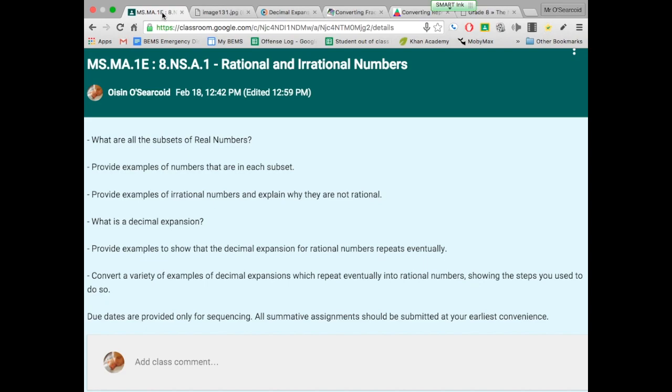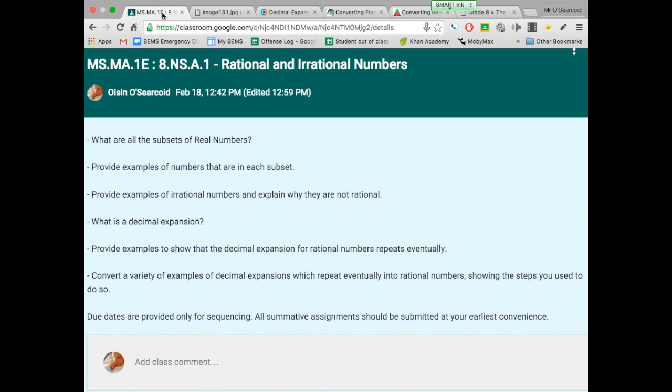The second one would be to provide examples of numbers that are in each subset. Third, to provide examples of irrational numbers and explain why they are not rational. To answer what is a decimal expansion. To provide examples to show that the decimal expansion for rational numbers repeats eventually. And to convert a variety of examples of decimal expansions which repeat eventually into rational numbers, showing the steps you use to do so.